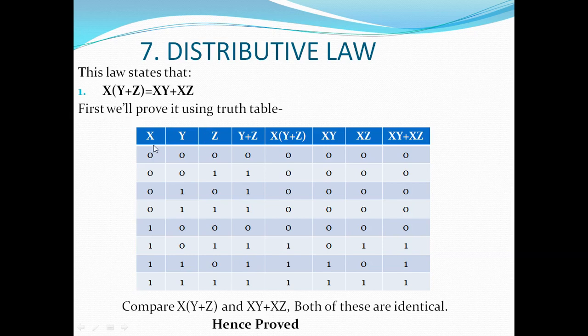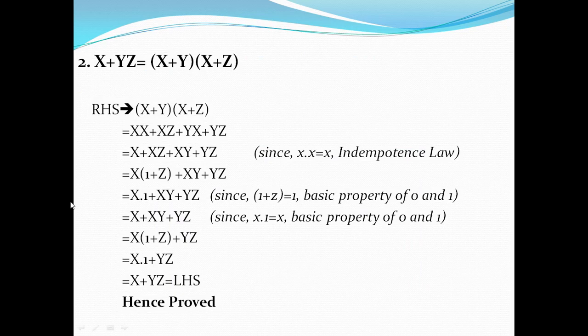So we have made a 3-input truth table, 8 possible combinations. Now first find out the LHS and then find out the RHS, then compare both of them. We have found the LHS, similarly find the RHS. Now compare these two columns. They both are identical, so hence proved. This statement is verified.